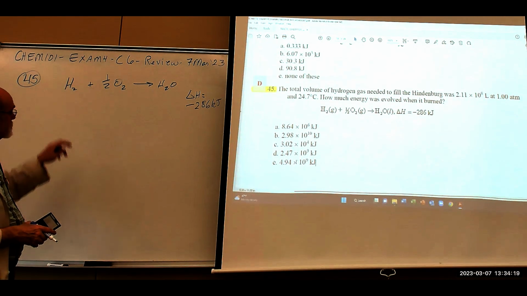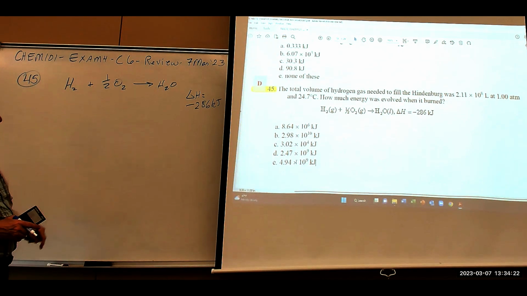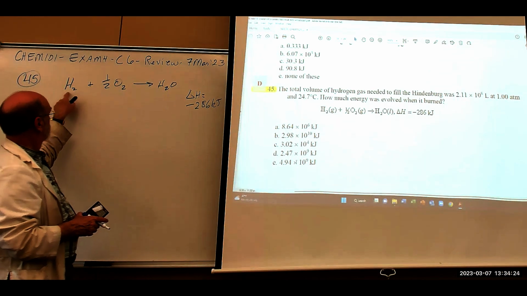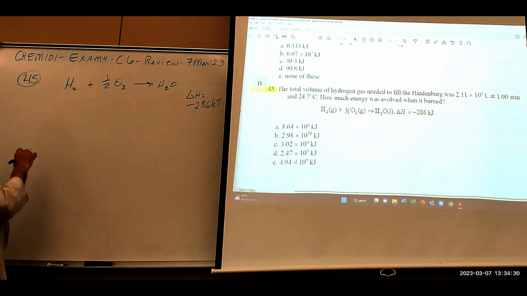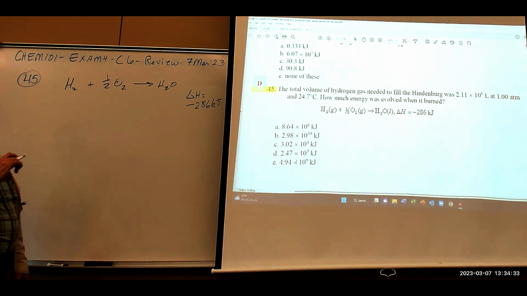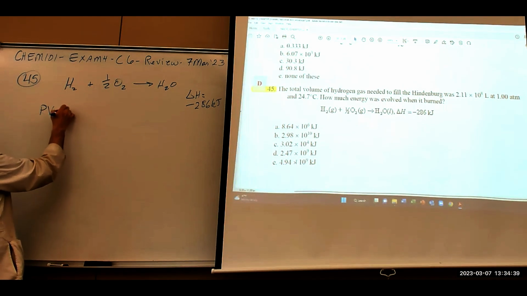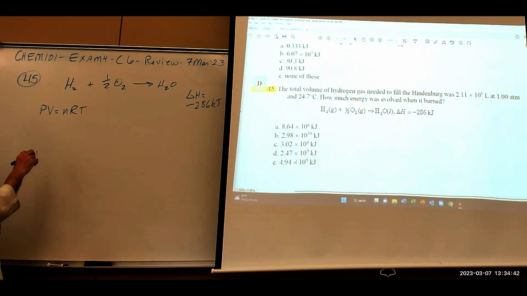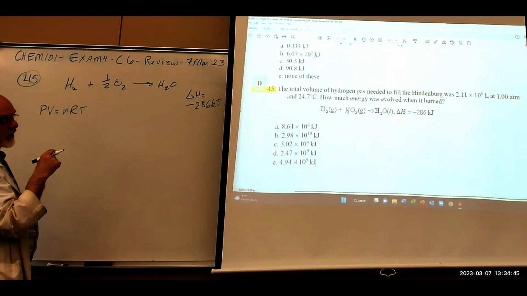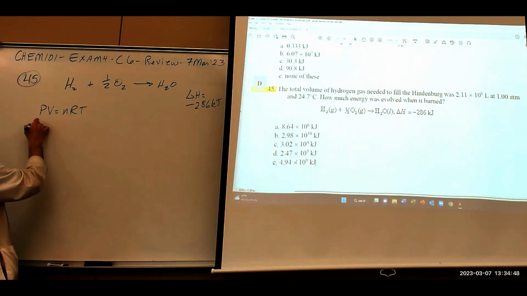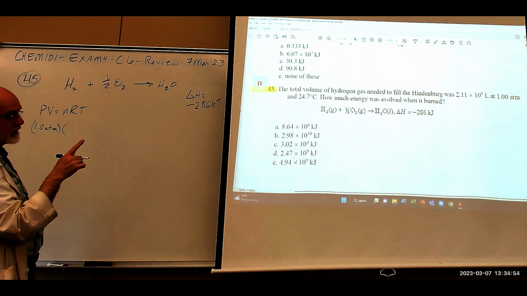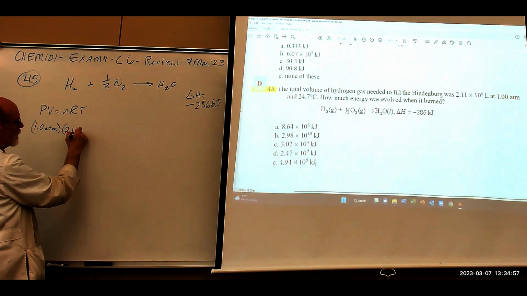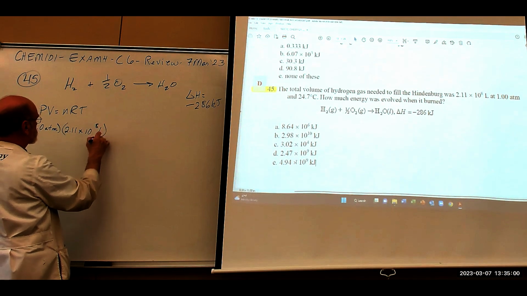We need to find out how many moles of hydrogen that represents, because this is in terms of kilojoules per 1 mole. So how do you do that? You forget the gas chapter already? PV equals nRT. This is a state situation. We don't know how we got there. So pressure is 1 atmosphere. Volume is in liters, that's good. 2.11 times 10 to the 8th liters.